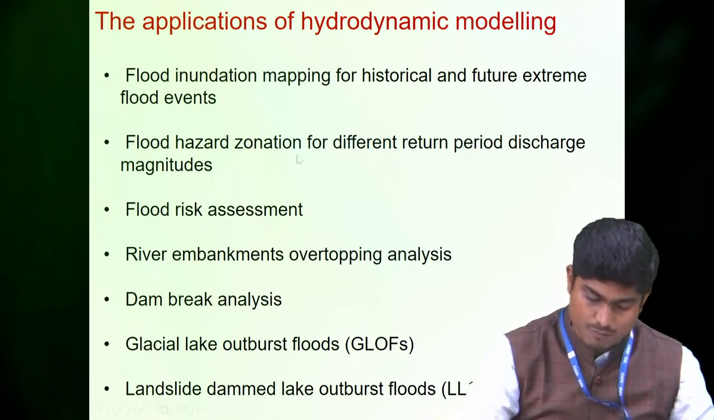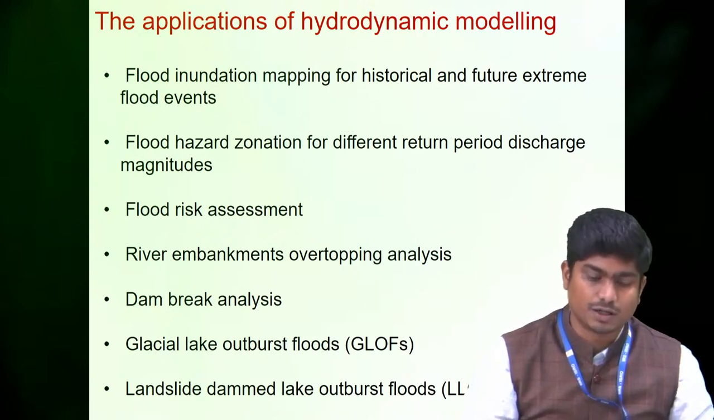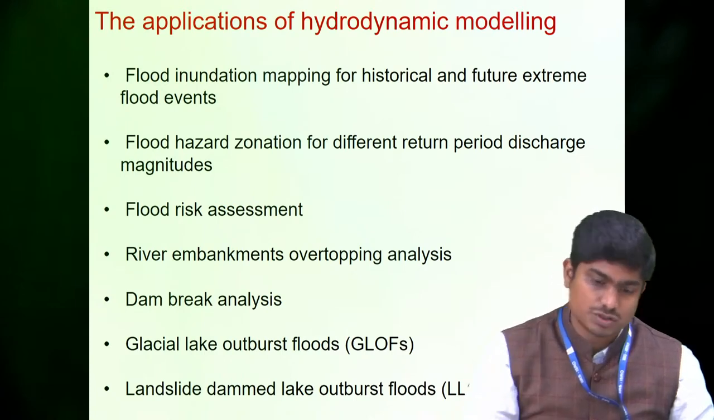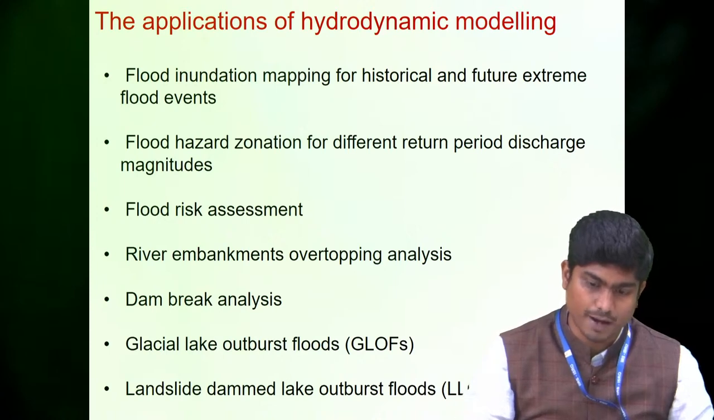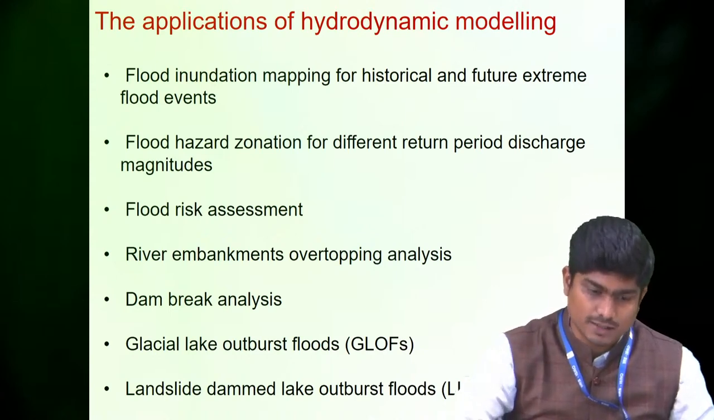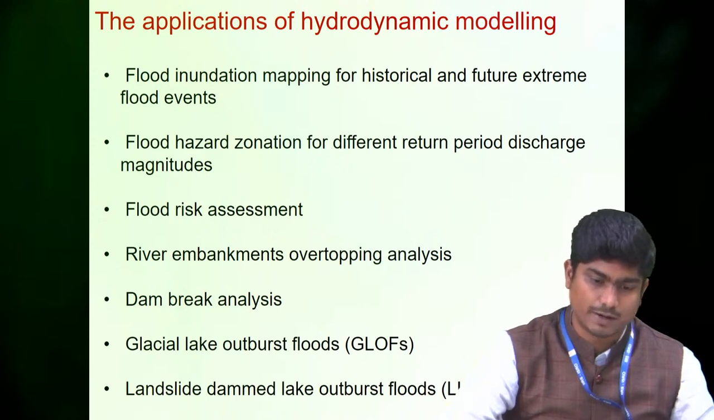Again, you run the same model, suppose, for a 50-year return period, 100-year return period, 200-year return period, and you try to see the downstream area from which you are routing your particular river stretch, and what is the impact. So basically, by running the same model for different return periods, you can generate the flood hazard maps. That is also one of the applications of hydrodynamic modeling.